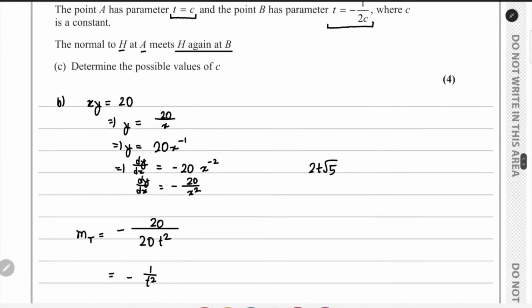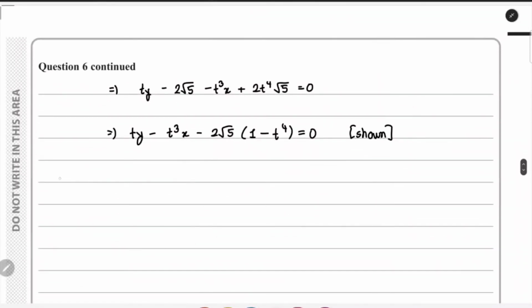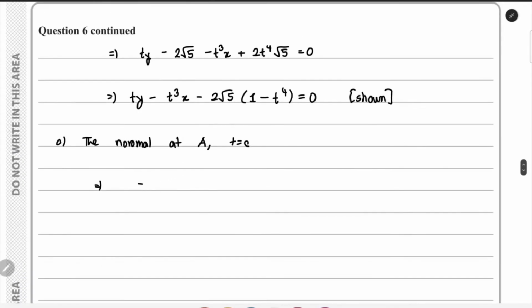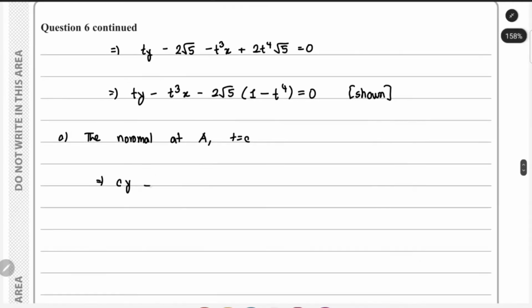So at H, the normal at A, where t is equal to c. So we can rearrange this equation to be cy minus c cubed x minus 2 root 5 times 1 minus c to the power 4 equals 0, and this will pass through B.